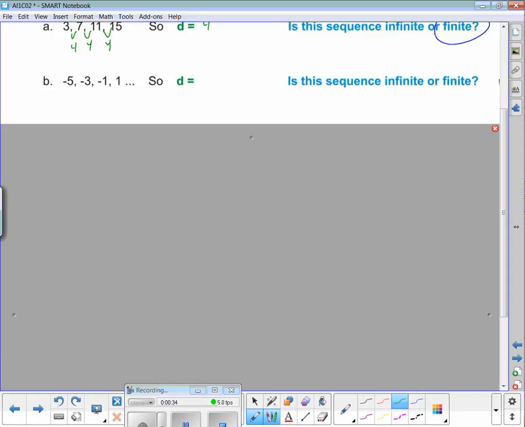So obviously, the common difference is, what is it? Negative 2. Wait, it's 2. It's 2. Negative 5 plus 2, negative 3. Negative 3 plus 2, negative 1. Negative 1 plus 2, 3, right? Etc., etc., etc.